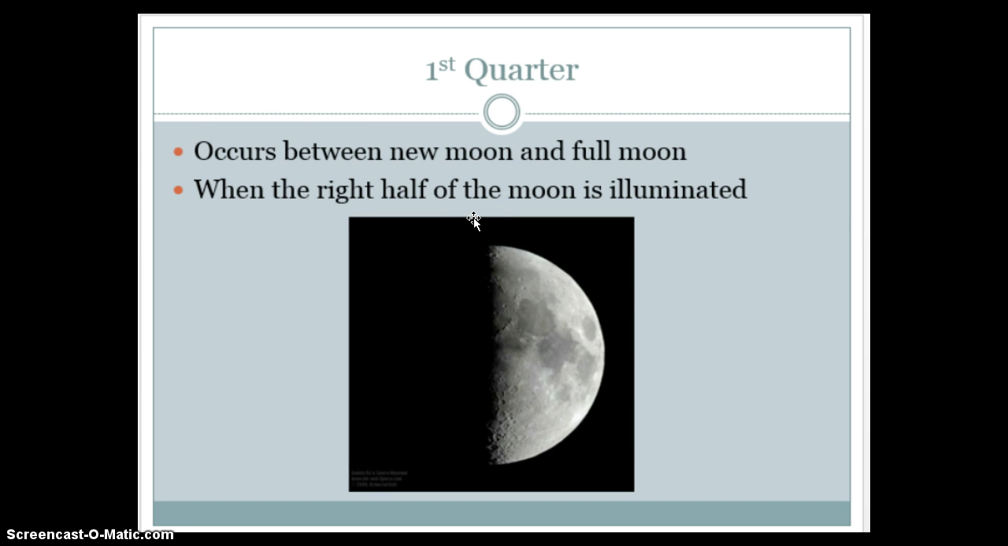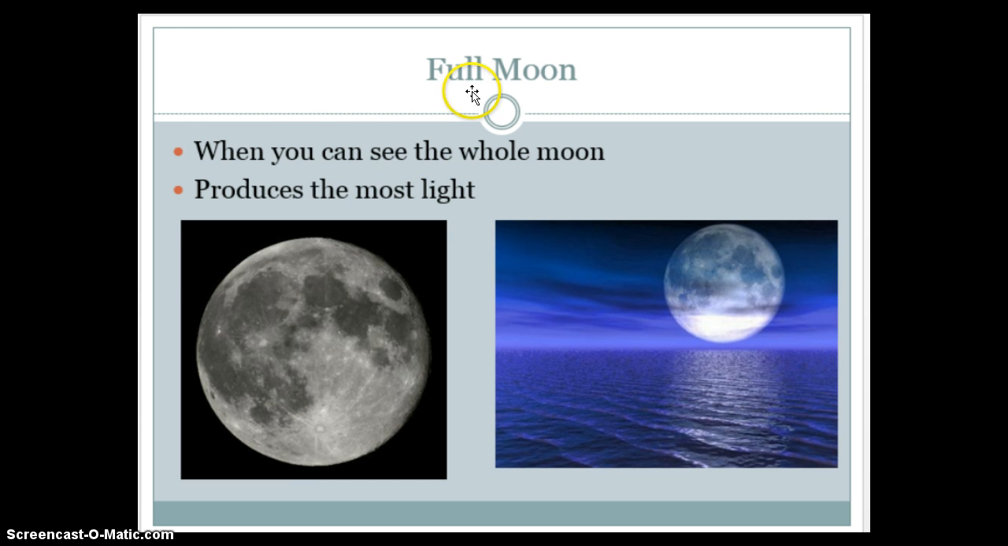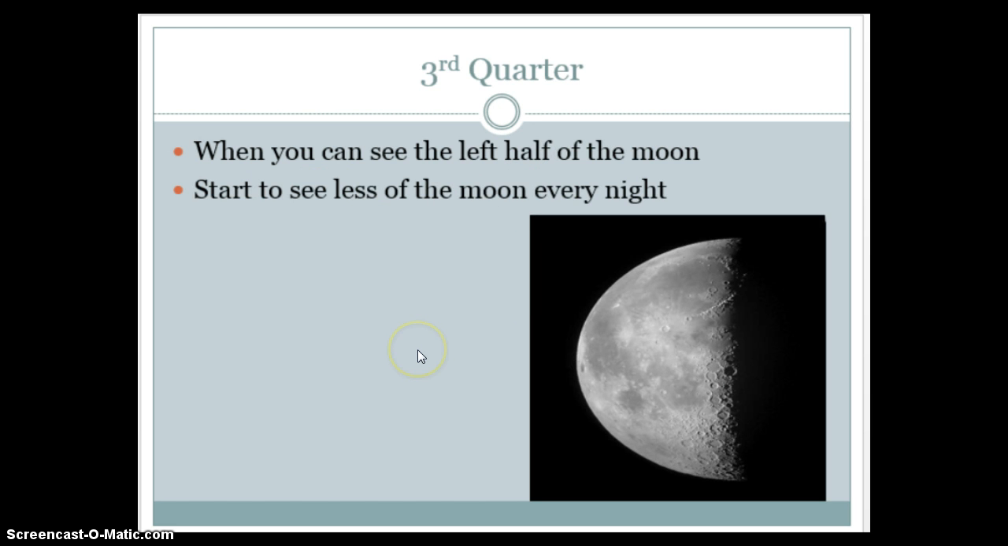And then for the first quarter, we said that it occurs between new moon and full moon, and it was when the right half of the moon is illuminated. And then we went through the full moon, and it's when you can see the whole moon and it produces the most light. And then we went into the third quarter, and it says when you can see the left half of the moon and you start to see less of the moon every night as it goes on.